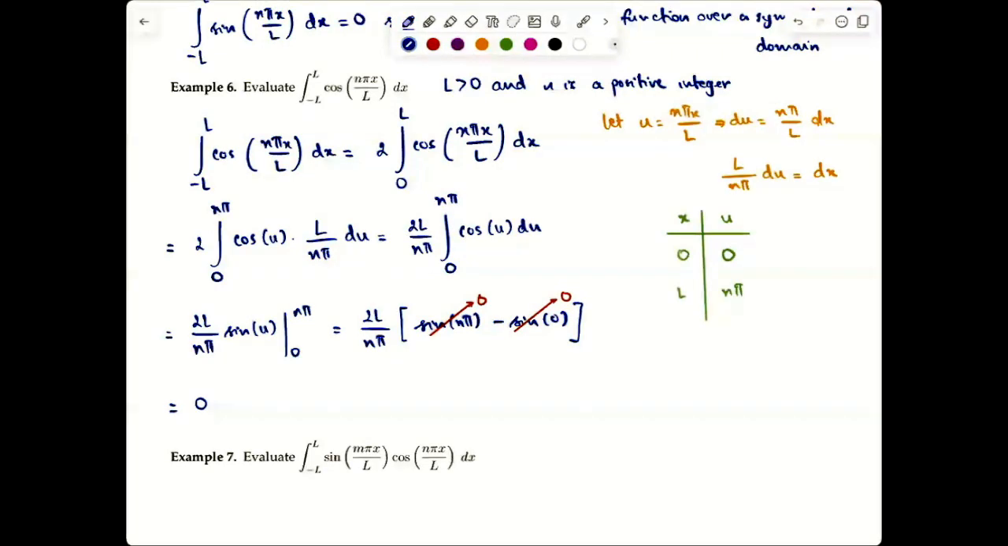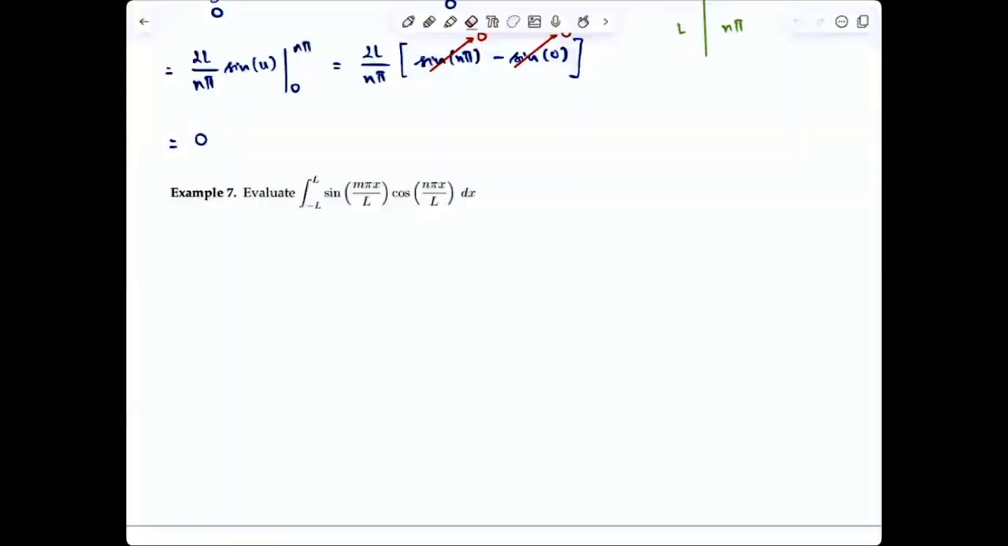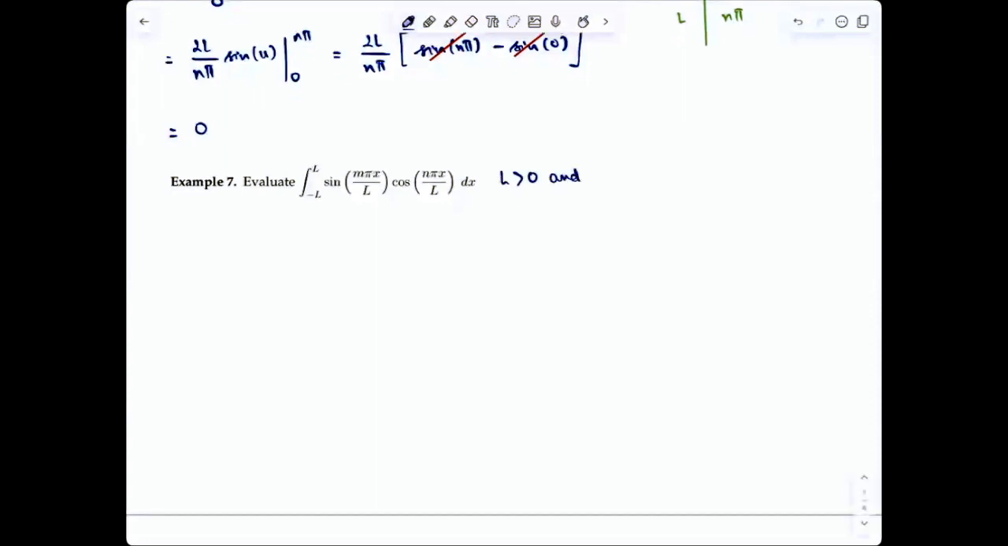So in this evaluation, it just happened that the integral of the cosine function gives you 0. It's not always the case, but it just happened in this case. So in the next example, example 7, we would like to evaluate the integral from negative L to L of sine of n pi x over L times cosine of n pi x over L dx. In this case, we also assume that L is positive and m and n are positive integers.